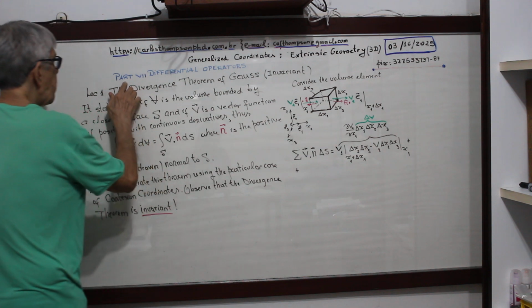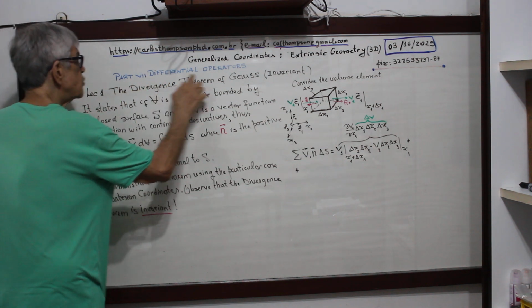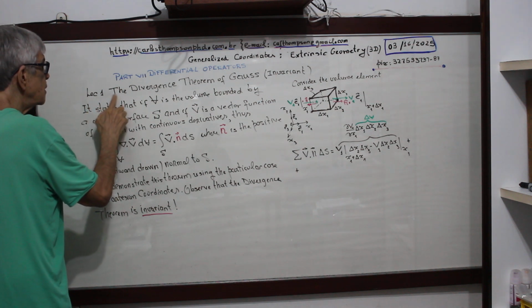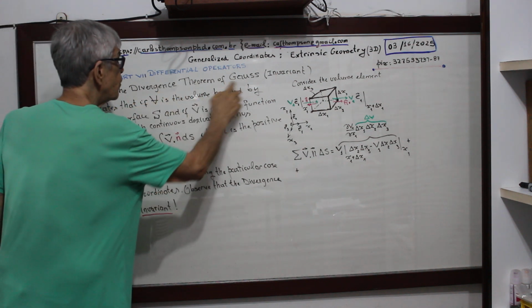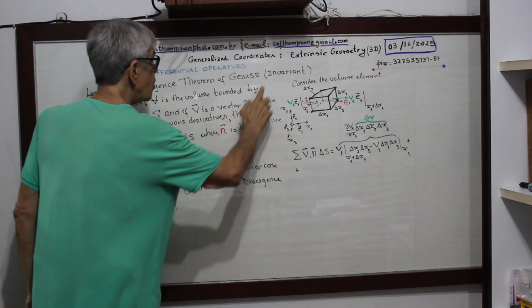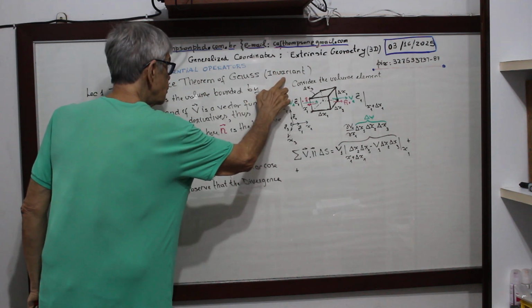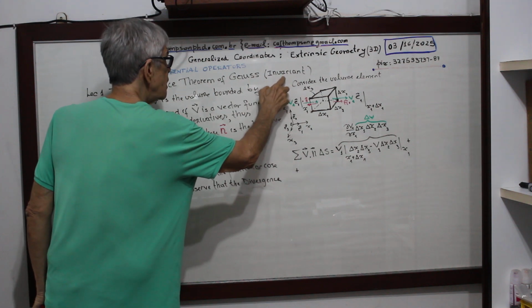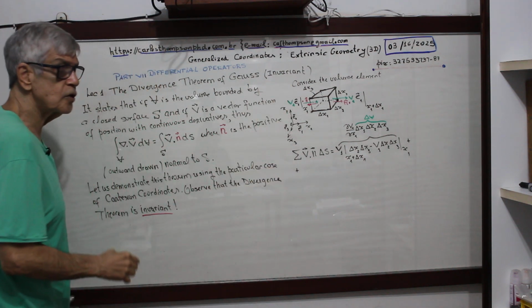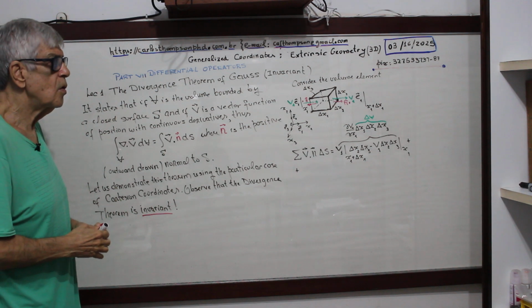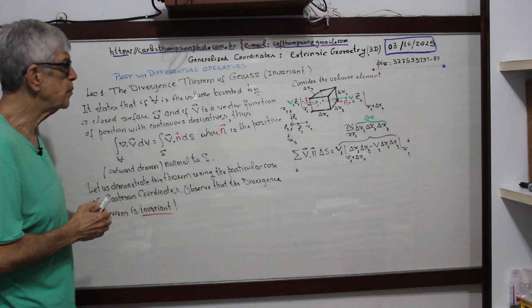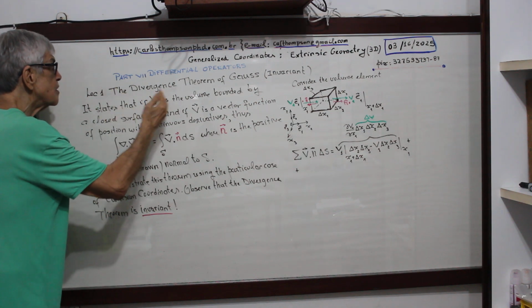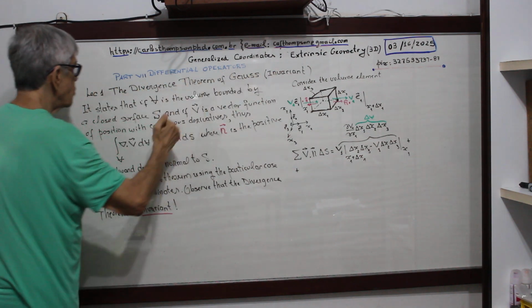Now, part 7, differential operator. Lecture 1, the divergence theorem of Gauss. Attention now. You see that this theorem of Gauss is invariant, which does not depend on the coordinate system. Now, what does the divergence theorem of Gauss say?